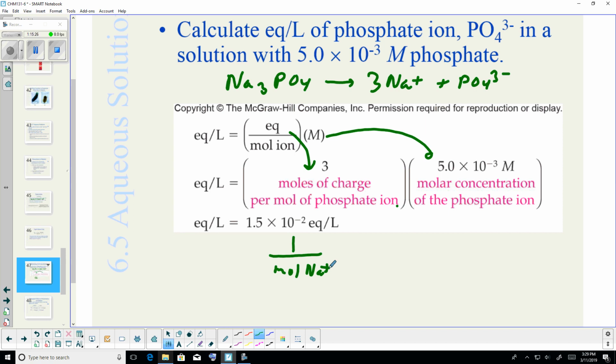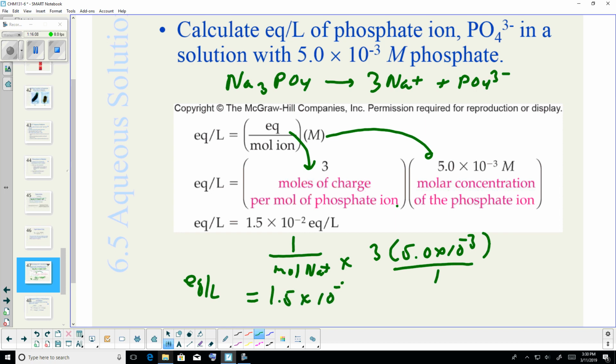What would be the molar concentration of the sodium ion? Well, if this is 1, this is how many? 3. So if this is 5.0 times 10 to the minus third, this would be 3 times 5.0 times 10 to the minus third, right? So I end up with equivalents per liter for sodium. Same answer. It has to be the same.